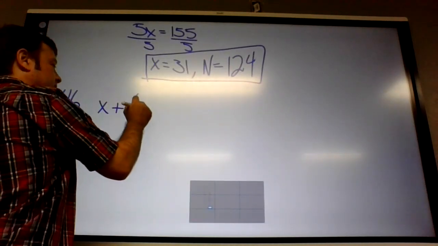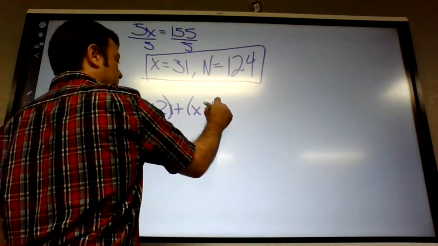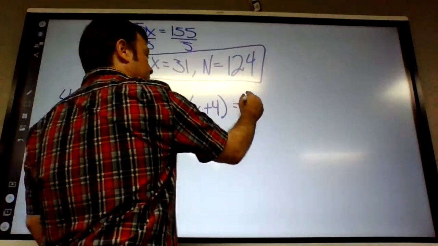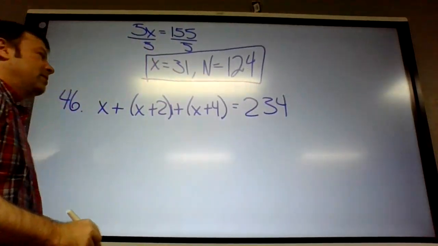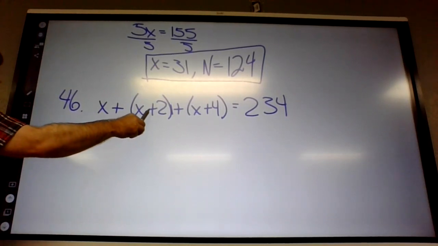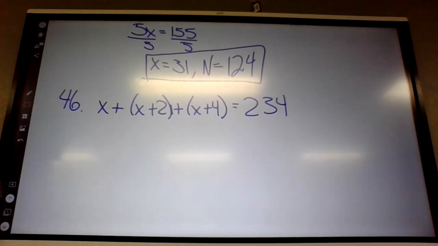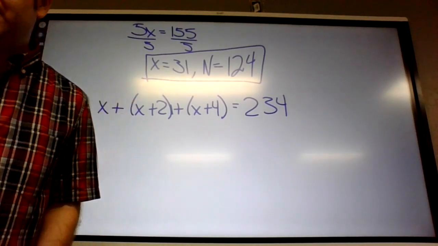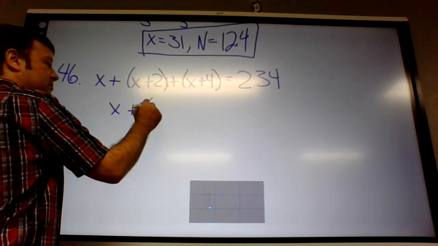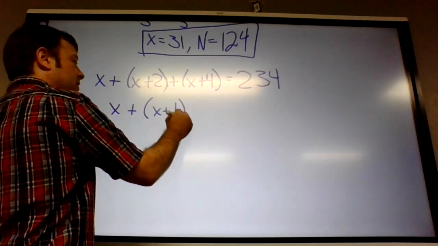X plus 2 plus x plus 4. Okay, that is close. It equals 234. There's something a little bit wrong. This would be consecutive even numbers, or odd numbers, because evens and odds go up by 2. I don't think they said even or odd though. They just said consecutive integers. So, like 5, 6, 7, 11, 12, 13. So, yeah, we should just go up by 1 on this one.